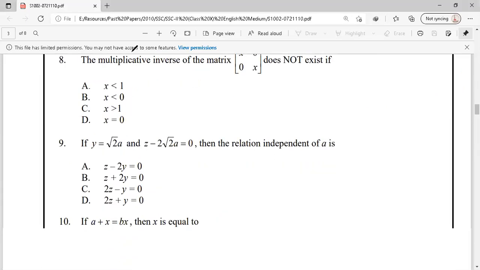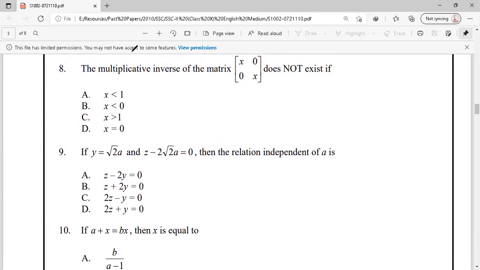Then we have question number 8 and 9. The multiplicative inverse of this matrix does not exist. So does not exist means that this is a singular matrix. For a singular matrix, the multiplicative inverse does not exist, and singular matrix means that its determinant is equal to 0.